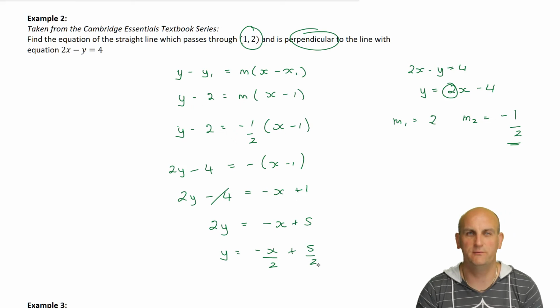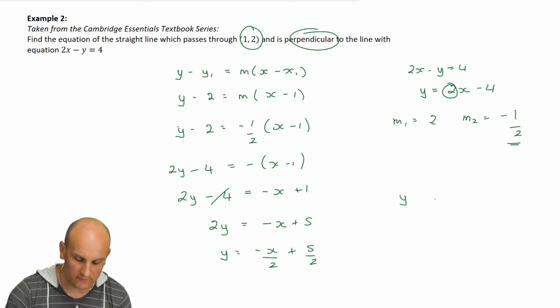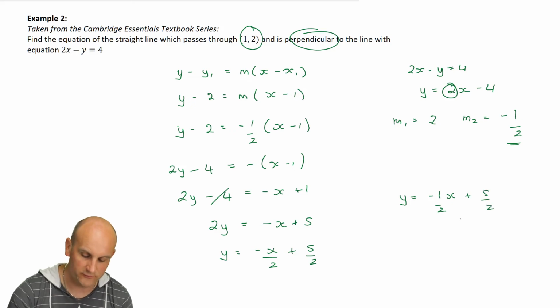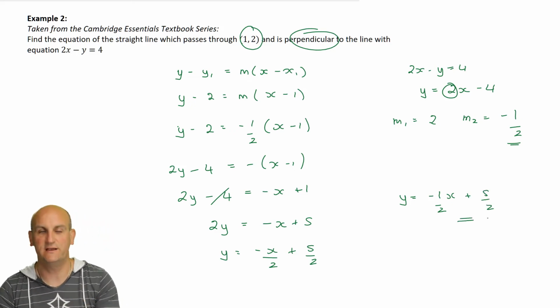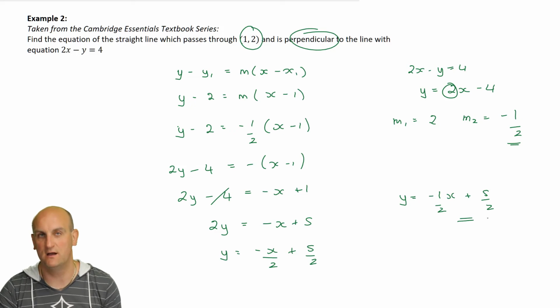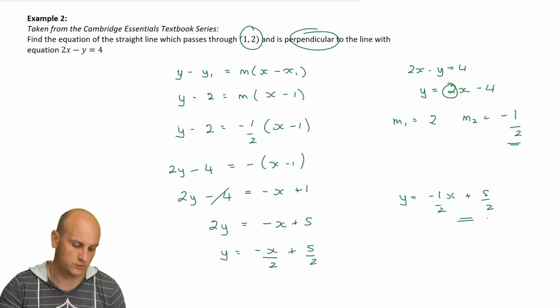Now, again, lots of people don't understand, but I can now write that as y is equal to minus 1/2 x plus 5 on 2. All right, because minus x on 2 is exactly the same as minus a half on x. And that's a huge thing that people need to get their heads around for this particular course.